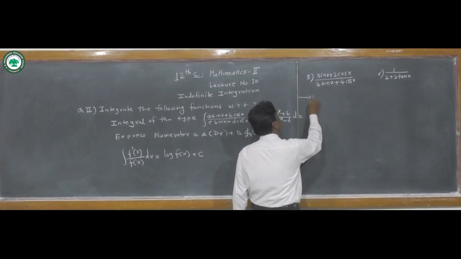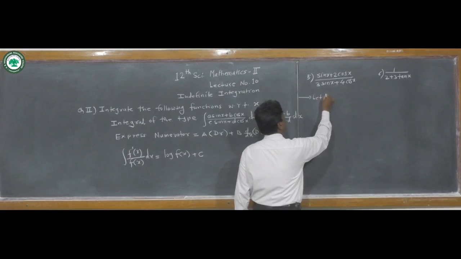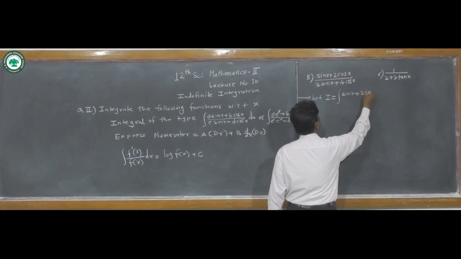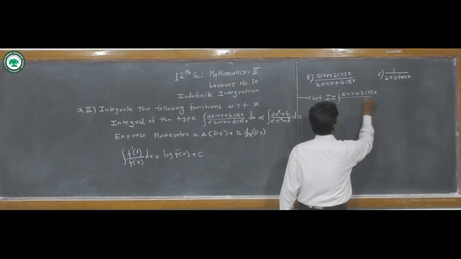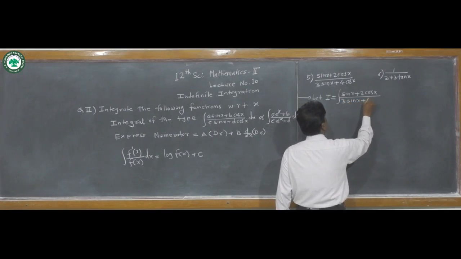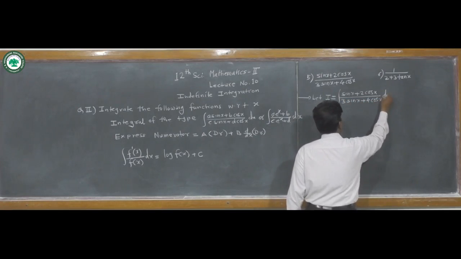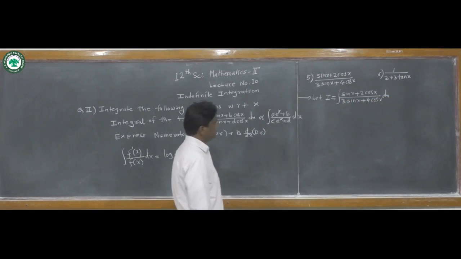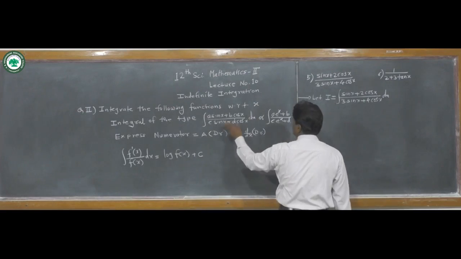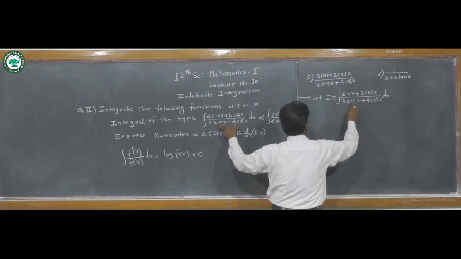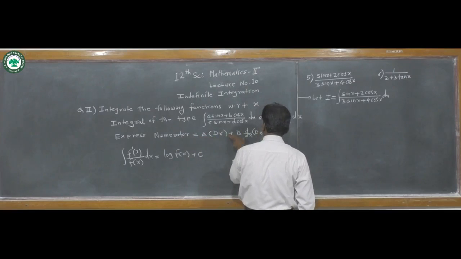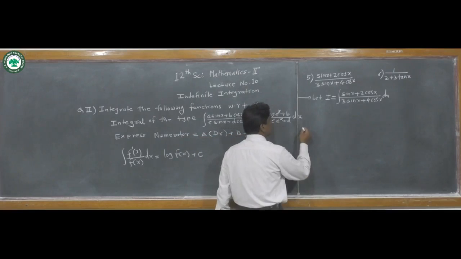Let I be the given problem: I is equal to integration of (sin x plus 2 cos x) divided by (3 sin x plus 4 cos x) dx. Now observe, this problem is of this type. So we express the numerator as a into denominator plus b into derivative of denominator.